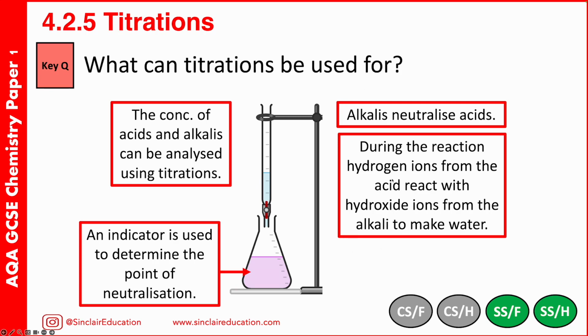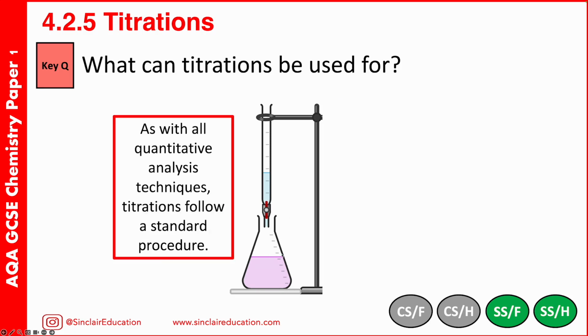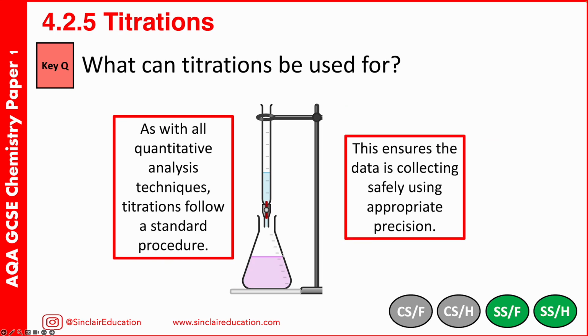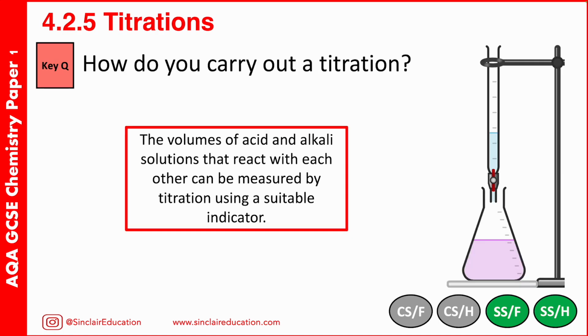What we will tend to do is use an indicator to figure out the point of neutralisation. Now, we will not use universal indicator here because that has a range of colours. We'll use an indicator with a distinctive colour such as phenolphthalein, which will either be one colour if it's alkali or another if it's not. So we'll have a very clear endpoint on this. So we have to follow a standard procedure for this, and it's just to make sure we've got reliable data that we can use to actually get some valid results.